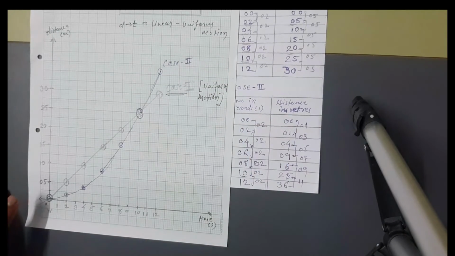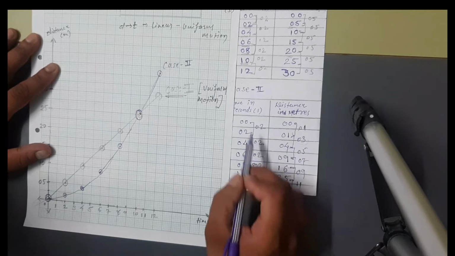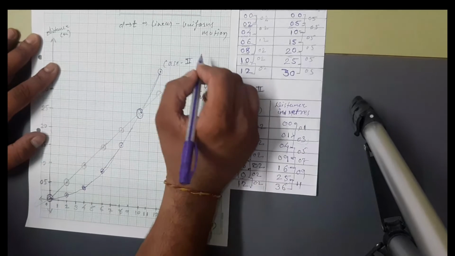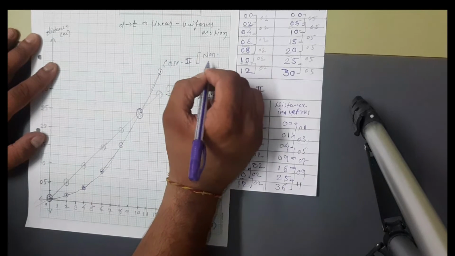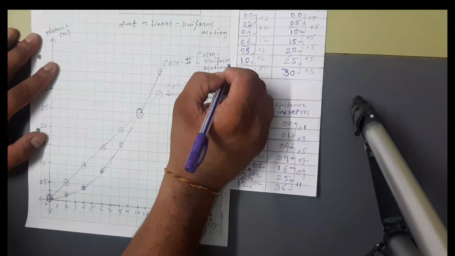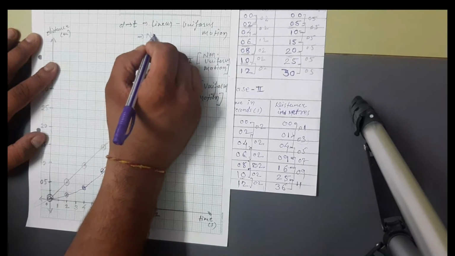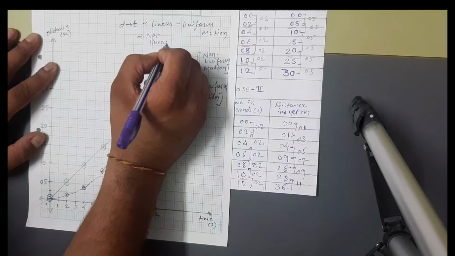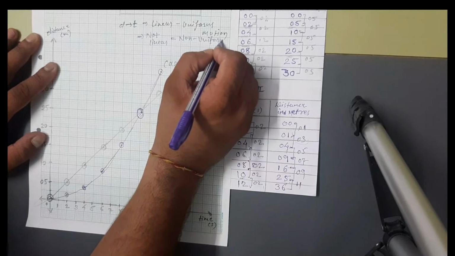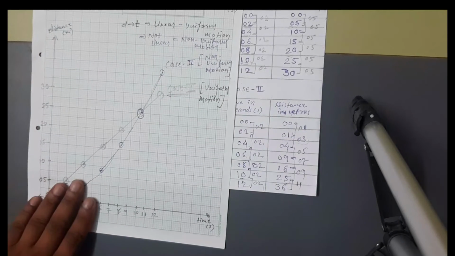So according to the definition of non-uniform motion, the time interval is same but the distance traveled by the object is not same, so this second case is considered as non-uniform motion. And you can see that here the graph is not linear, so it is considered as non-uniform motion. So this will be our second case.